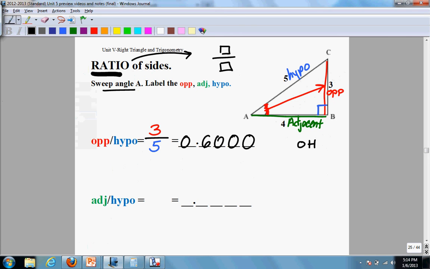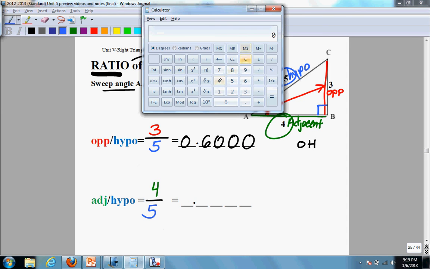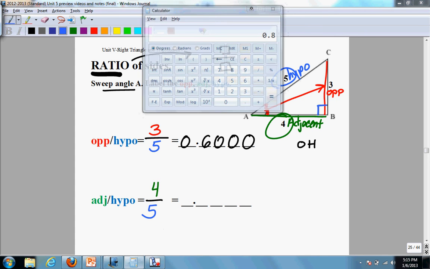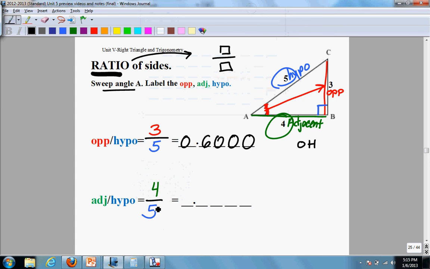Now we're going to try another ratio. Now we're going to do adjacent over hypo. So our adjacent is 4, and our hypo again is 5. So we're going to divide 4 divided by 5, and that's 0.8, or 0.8000. This was adjacent over hypo, AH.